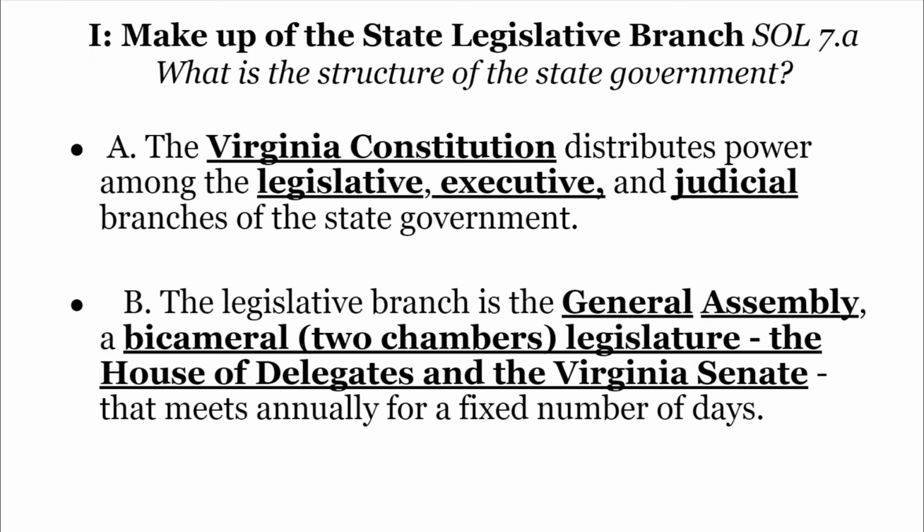Now, when we look at the General Assembly, it is considered a bicameral legislature. Bicameral legislature: the House of Delegates and the Virginia Senate. So that's the name of the two. If we were to compare this to the federal government, we would compare it to Congress with the House of Representatives and the U.S. Senate. So that's what the difference is. We call it the House of Delegates in Virginia, and we call it the Virginia Senate.